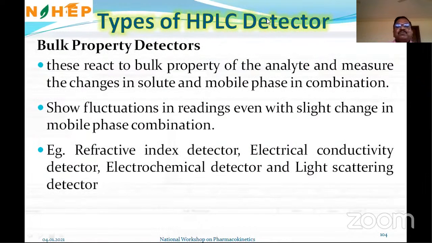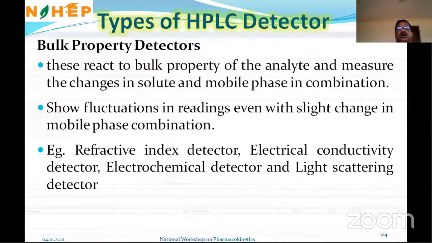Coming to the types of HPLC detectors. These detectors are broadly classified into bulk property detectors and solute property detectors. First, bulk property detectors. These react to the bulk property of the analyte and measure the changes in solute and mobile phase in combination. So this shows fluctuations in readings even with a slight change in the mobile phase composition. That means it constantly reads the mobile phase, and any changes in the mobile phase ionic concentration or any other substance will be read as an extra to the mobile phase reading.